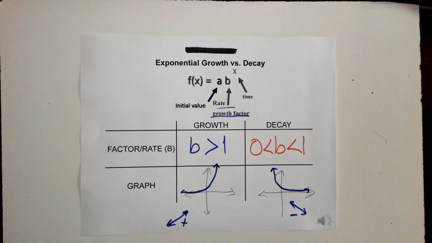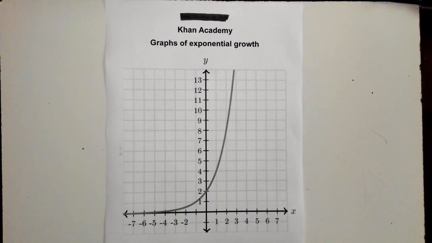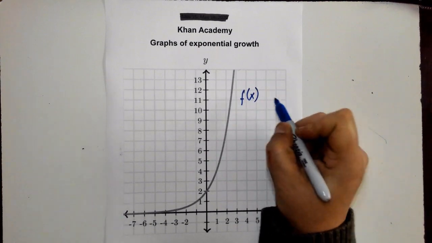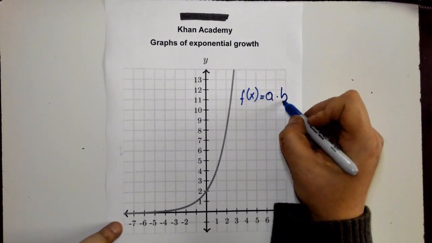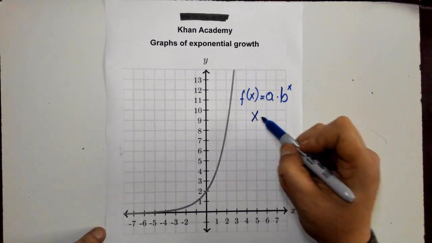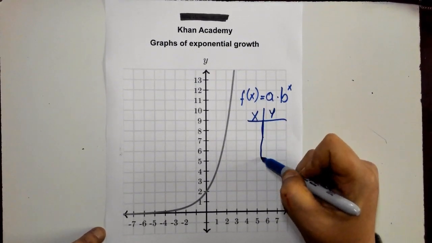Now let's look at a question from Khan Academy where they give you these graphs and they are asking which one of the functions could represent the graph. Let's break that down. So here's the question. I'm given a graph and I'm going to start by writing the generic standard form of my exponential function. Now, let's make an x and y table.